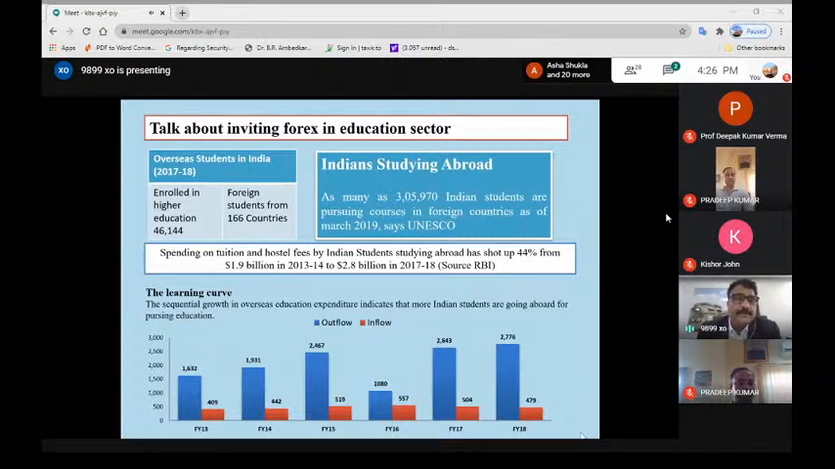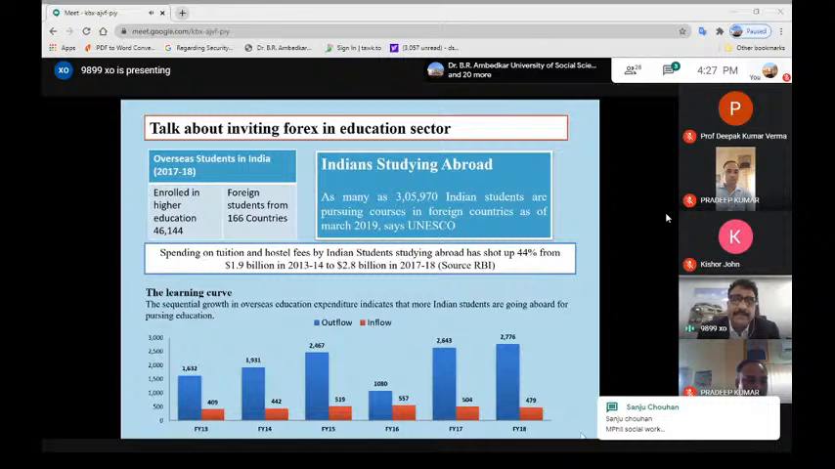Now, look at this learning curve. This is a sequential growth in overseas education expenditure, indicating that more Indian students are going abroad for pursuing education. Now, what is the reason behind that? Why are our students going abroad?